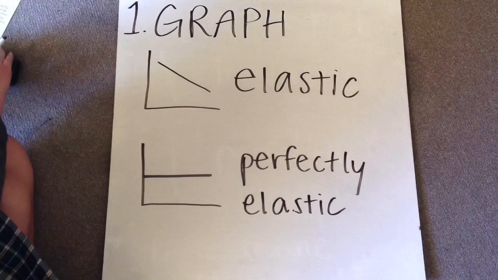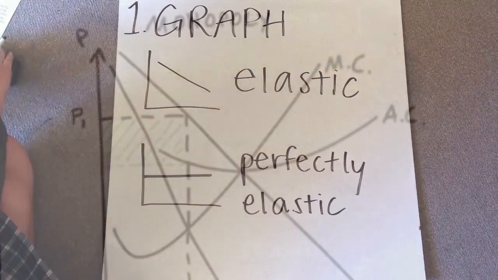Elastic graphs are more horizontal, and perfectly elastic or infinite price elasticity of demand is completely horizontal. Elasticity means that a decrease in price would lead to more revenue. The same applies to supply, meaning when the graph is more vertical, it is inelastic, and when the graph is more horizontal, it is elastic.